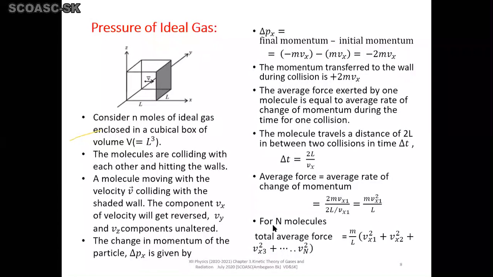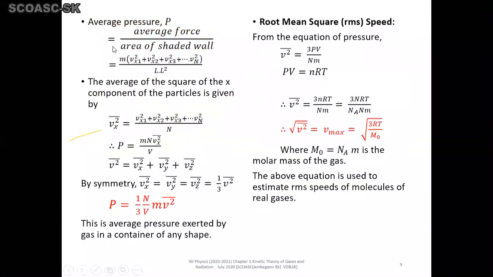Now if I'm talking about all n molecules, what is the total force? The total force is going to be the addition of the forces of the first particle, second particle, third particle, fourth particle, and so on, out of which m upon L is a constant. So we have just taken the remaining things in the bracket: vx1 square plus vx2 square plus vx3 square plus so on up to vn square. Let me move on to the next slide. Okay, so what is the pressure?